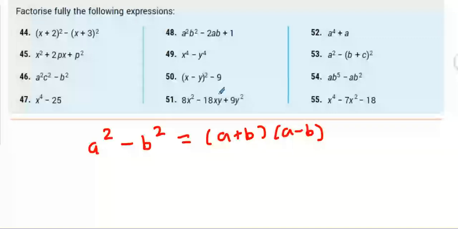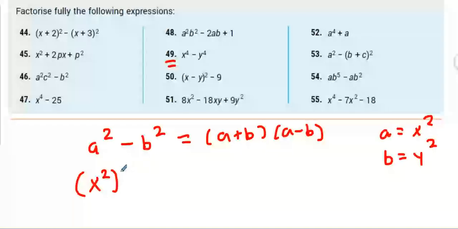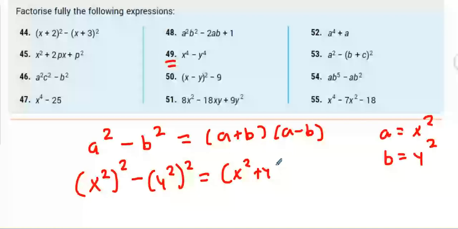Now, take question 49 as an example. I can make these questions crazy by doing any of these choices I want. What happens if I replace a with x squared and I replace b with, for argument's sake, y squared? What happens to the question then? It becomes x squared here minus y squared squared. And the answer to that would be x squared plus y squared.